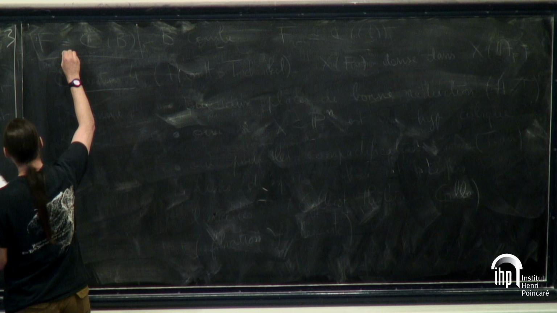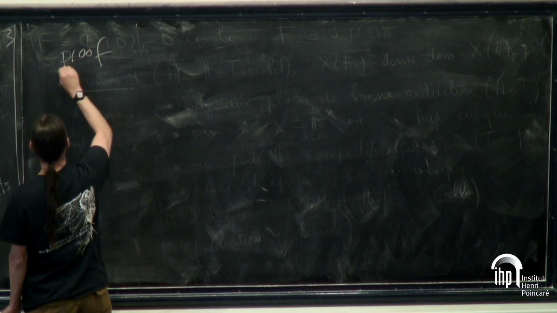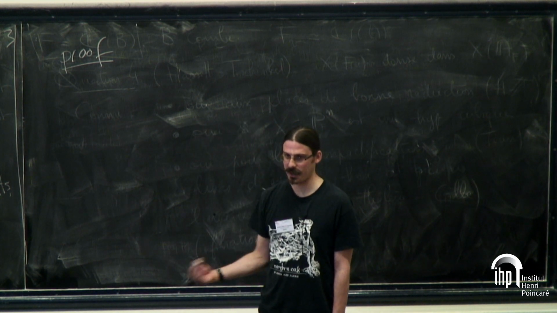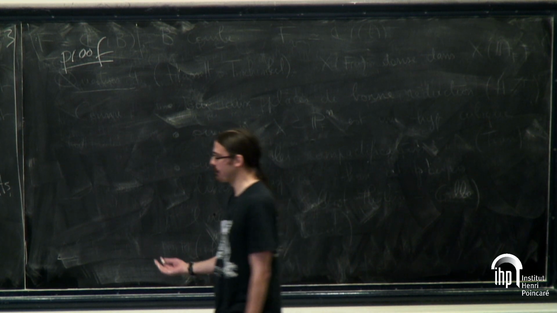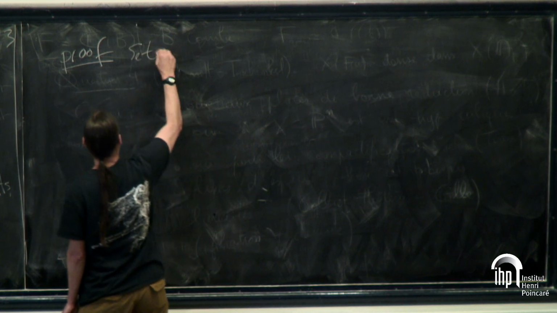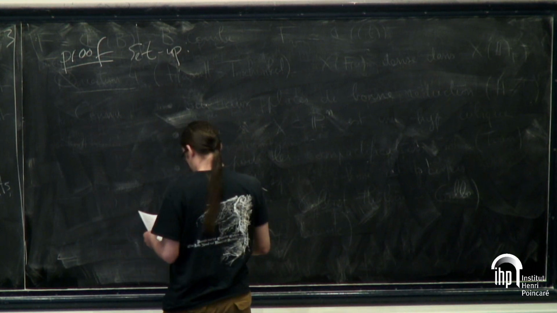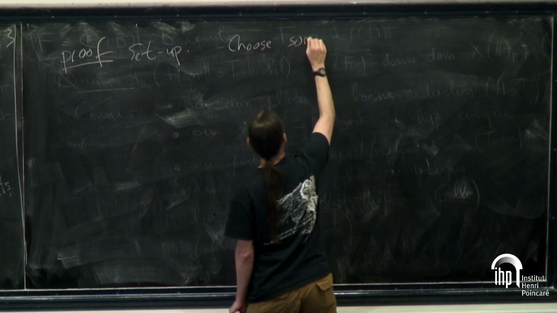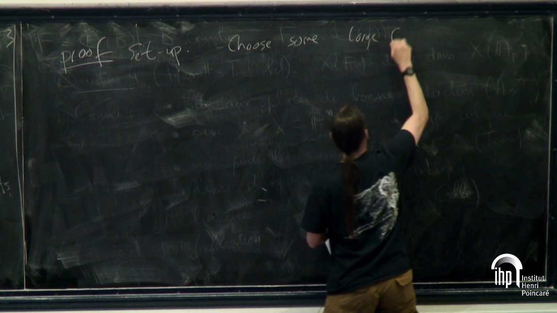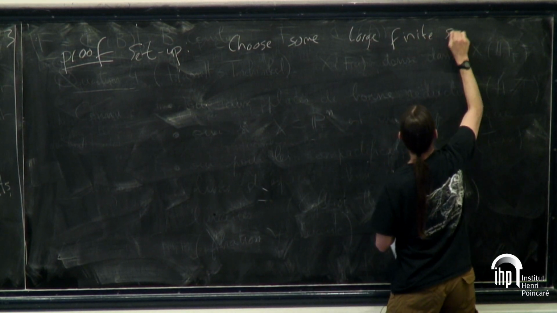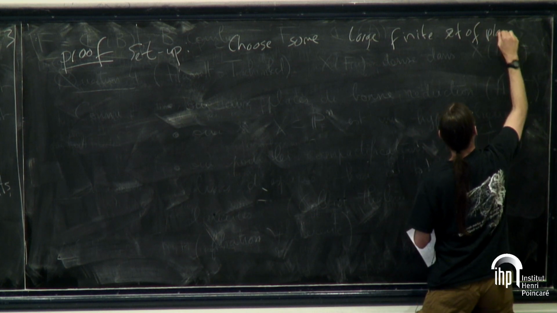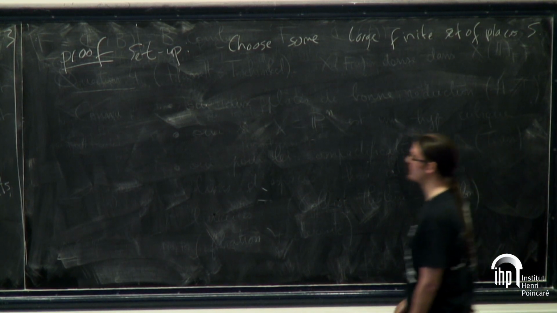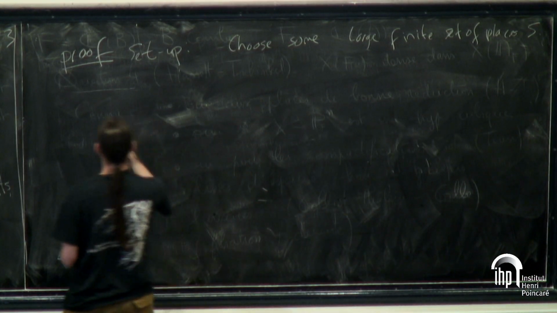So I'm just going to go straight to the proof. What we do is we're going to construct functions which detect when a fiber is everywhere locally soluble. To do this, I need to set up some notation. I'm going to choose some large finite set of places S, and I'm going to allow myself to increase this as required for the proof to make sure everything works.